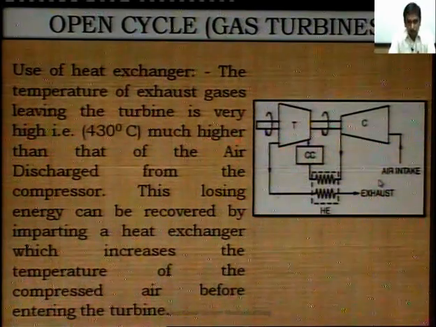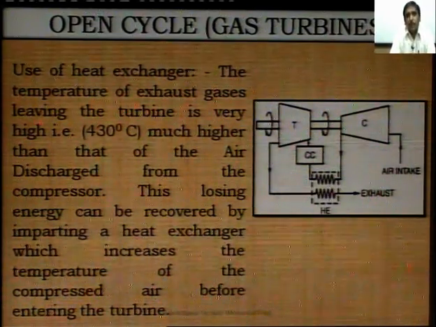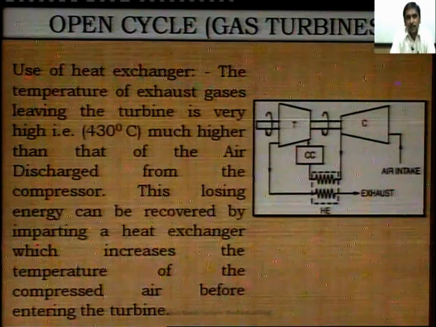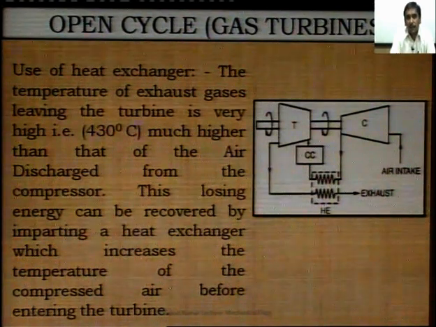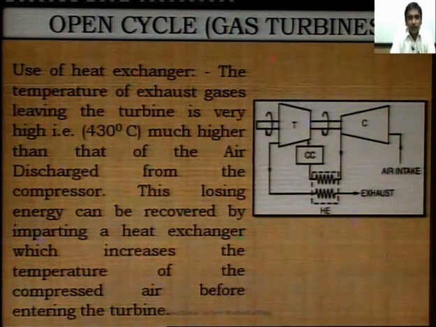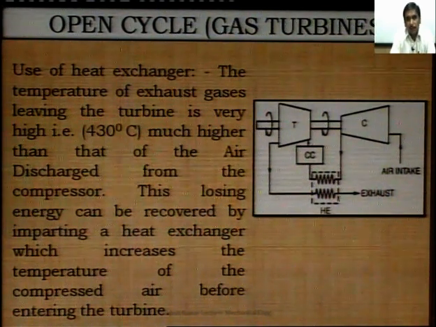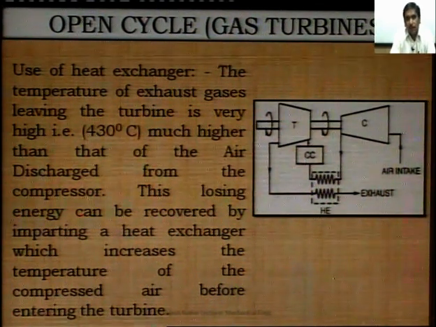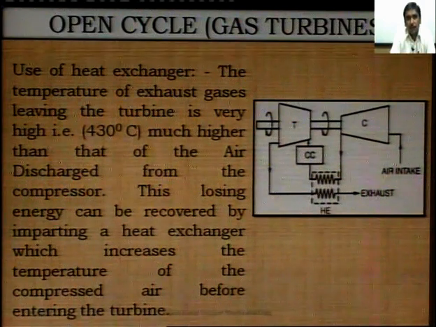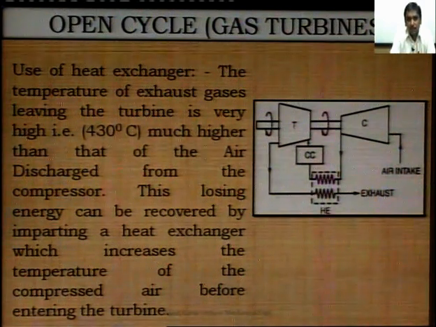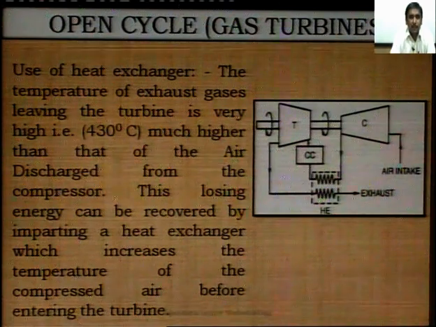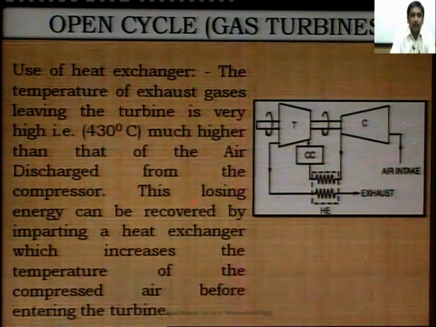The first point is the use of a heat exchanger. The temperature of exhaust gases leaving the turbine is very high, much higher than that of the air discharged from the compressor. This lost energy can be recovered by employing a heat exchanger, which increases the temperature of the compressed air before entering the turbine.